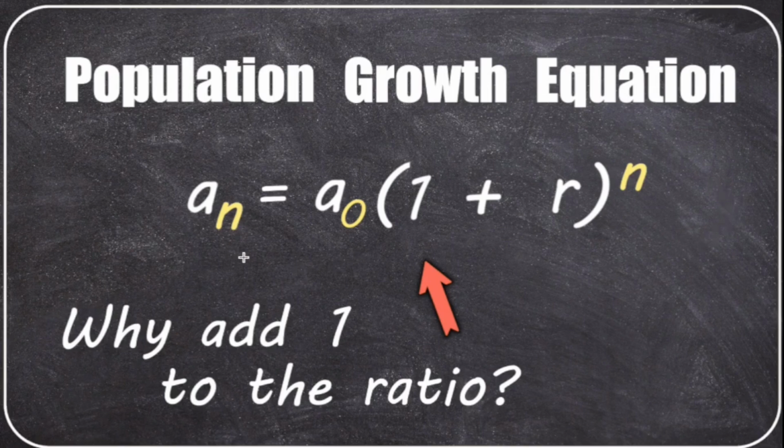And we're going to do two things. We're going to deconstruct the equation in order to understand how it works. And then we're going to explain the part in the brackets that tends to cause confusion in some students.